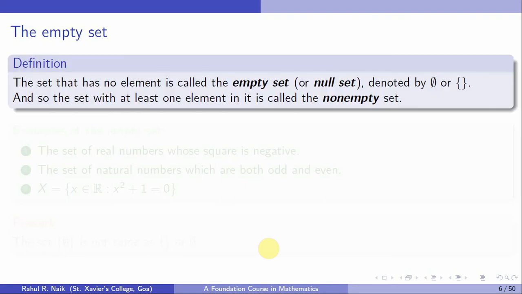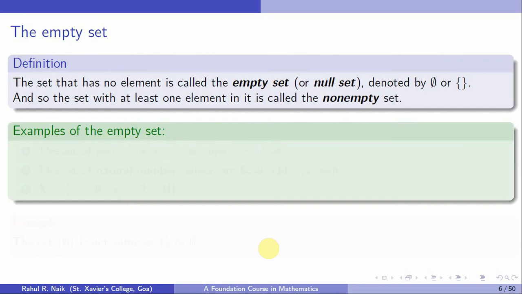This is not an empty set. The set with no element, the box without any element, we would call an empty box. In this case it is called an empty set or null set, and otherwise it is called a non-empty set. So if it has at least one element, then it is called a non-empty set.